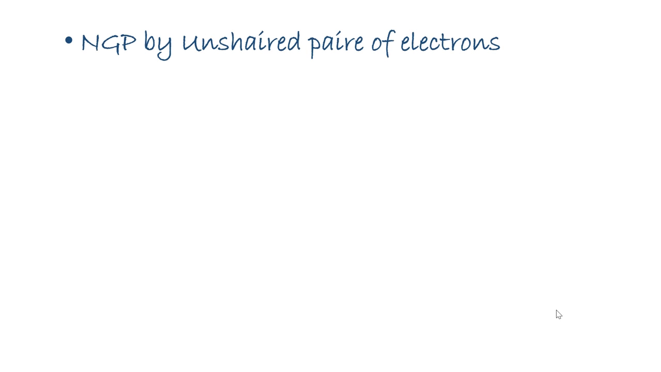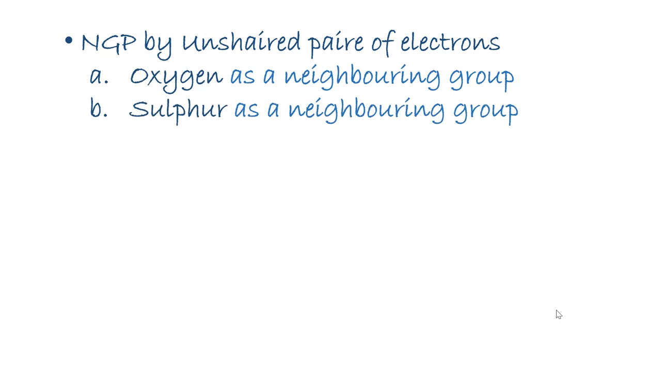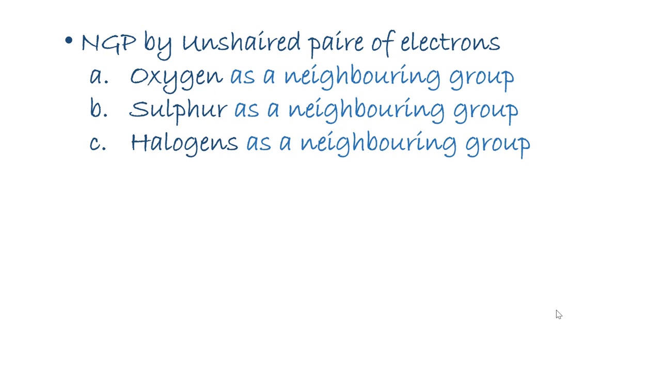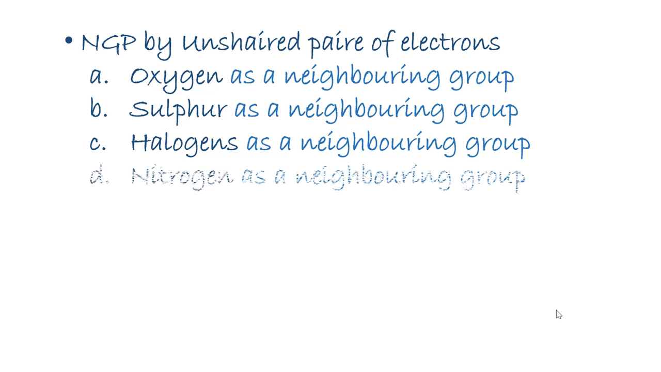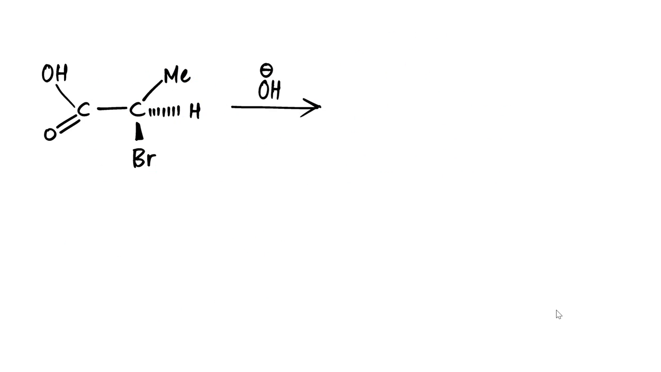There is NGP by unshared pair of electrons. Here you can see the atom which contains unshared pair of electrons. It may be oxygen, so oxygen as a neighboring group. Then sulfur may act as a neighboring group, as well as halogens containing lone pairs, and nitrogen is also there, so nitrogen as a neighboring group. Again, there are some systems which contain a pi bond that may also act as a neighboring group, and some sigma bond systems also. So let's see about it one by one. Let's start with NGP by unshared pair of electrons. Out of that, the first one is oxygen acting as a neighboring group.